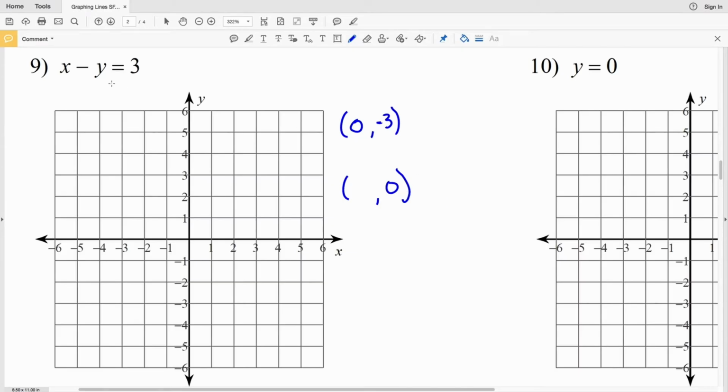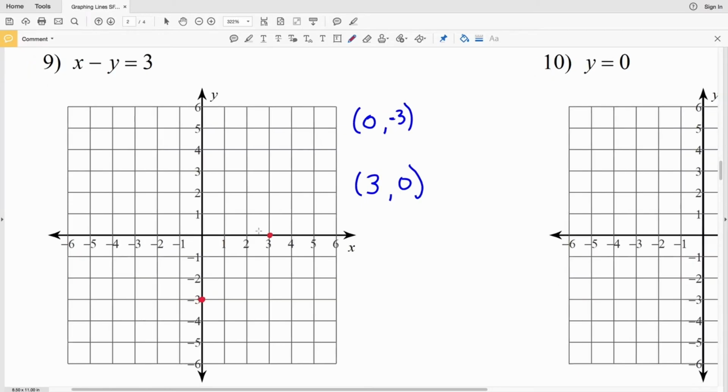Now let's solve for when y is 0. That'll leave us with x equal to 3. So the x-intercept is 3, 0. 0, negative 3, plotting that, and then 3, 0. Then you just connect those 2 points to form the line. And that's your answer for number 9.